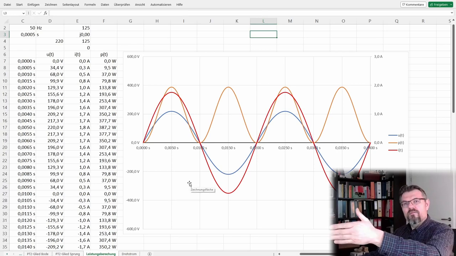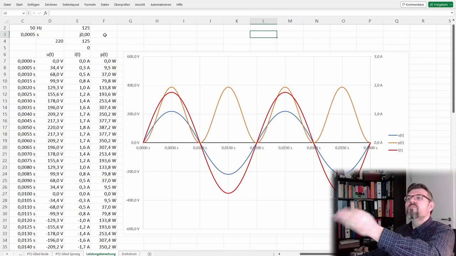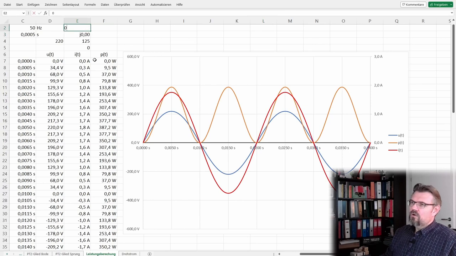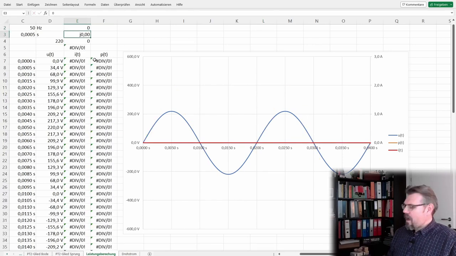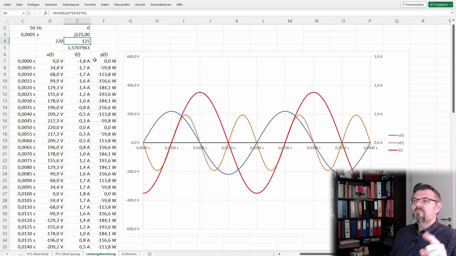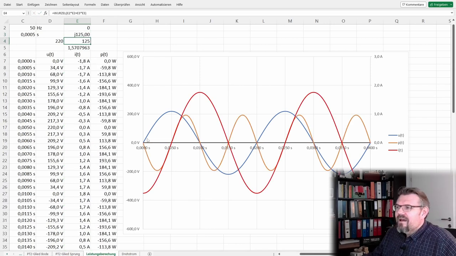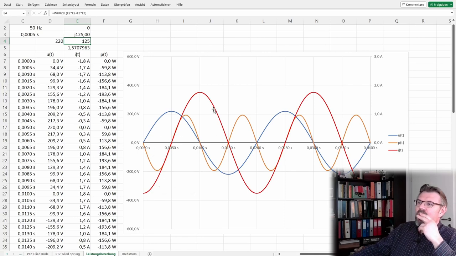Now we want to see how this looks if there's a phase shift between voltage and current. Right now both are in phase, resistance. I will set it to zero. And I will now also say, let's have a look at a coil. So I will have the same 125 ohm, but j125 ohm. So the current is still the same, the voltage is still the same, effective value, root mean square, still the same values, but we have a phase shift.